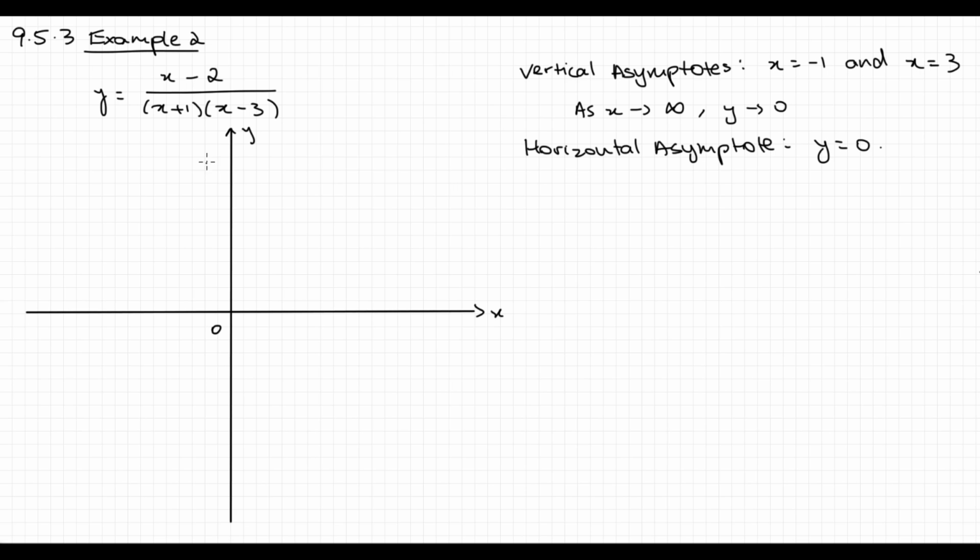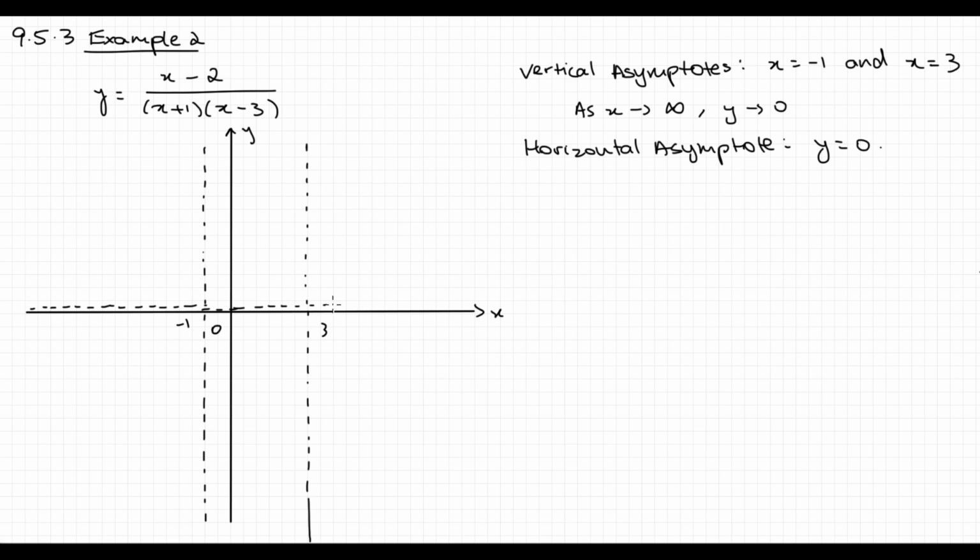So as soon as we have this, we pretty much have the framework to our curve. We've got a vertical asymptote at x = -1, so let's just say, roughly speaking, this is x = -1. And then we're going to have our second vertical asymptote at x = 3, let's say it's going to be here. And we know that the x-axis is a horizontal asymptote in this case.